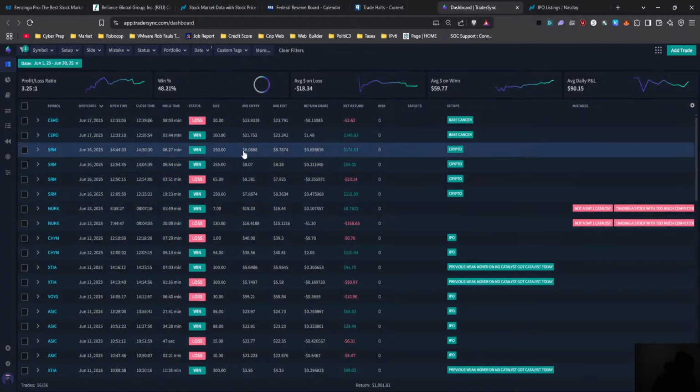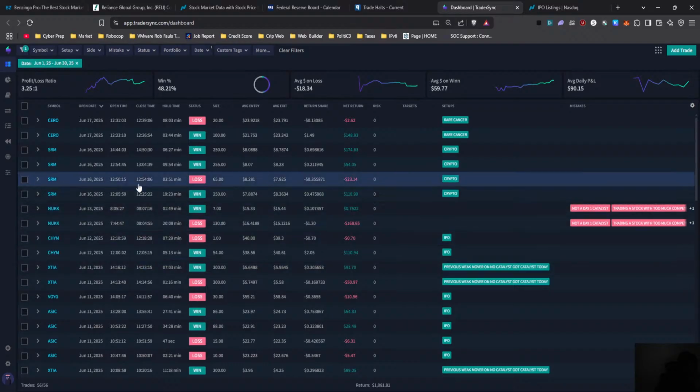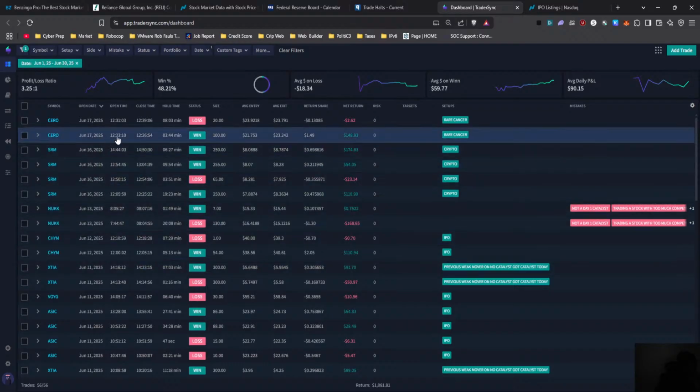Okay. So basically this is the journal from yesterday. I took my first trade at 12:23 and got out at 12:26. So it was a 3-minute trade. Got in at 21.75, got out at 23.24 for $1.49 on 100 shares.